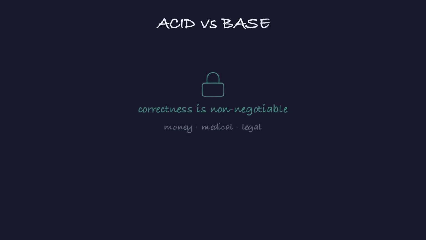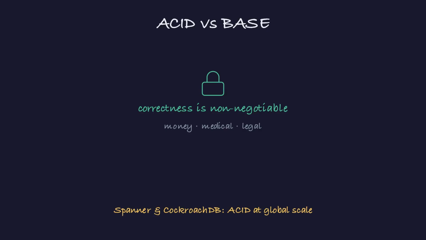ACID is for when correctness is non-negotiable: money, medical, and legal records. And modern databases like Spanner and CockroachDB now do ACID at global scale.